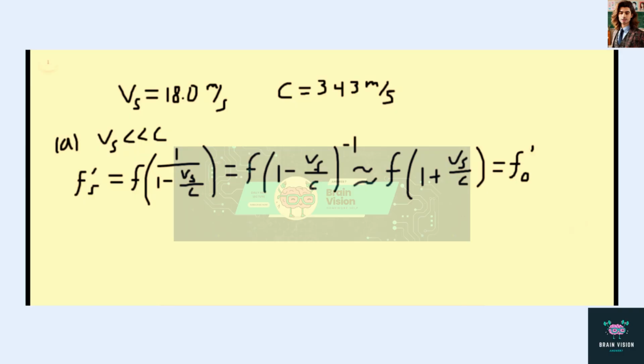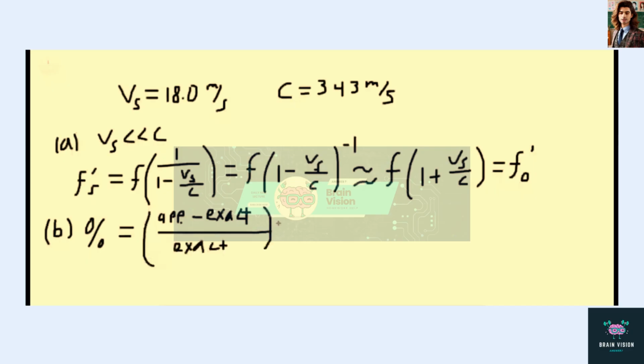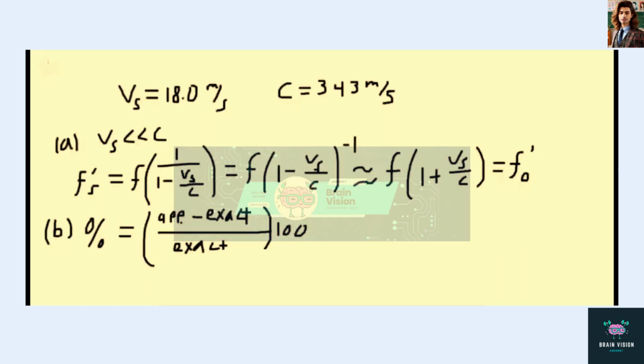For part B, we are asked to find the error, given that the speed of the source is 18 meters per second. Well, the percent error is equal to approximate minus exact, divided by exact, multiplied by 100. We have values for the approximate and for the exact, which we found above.